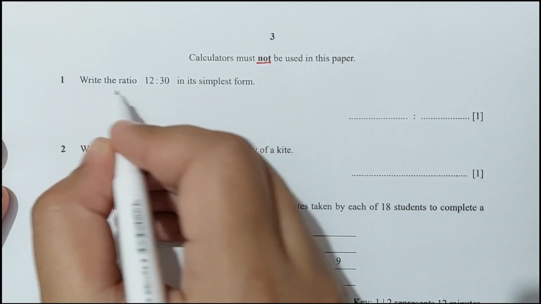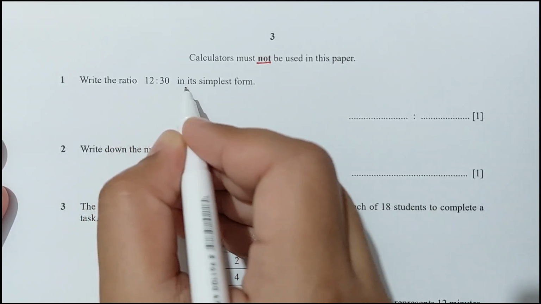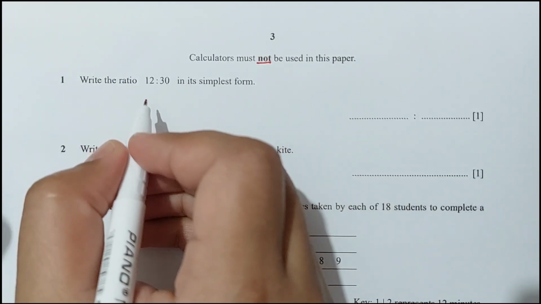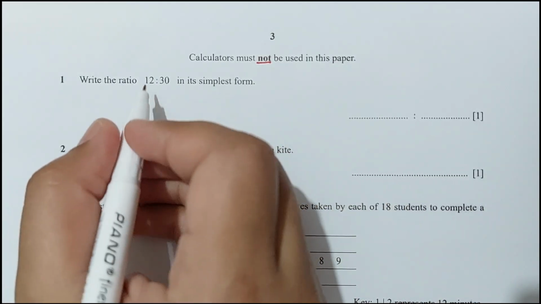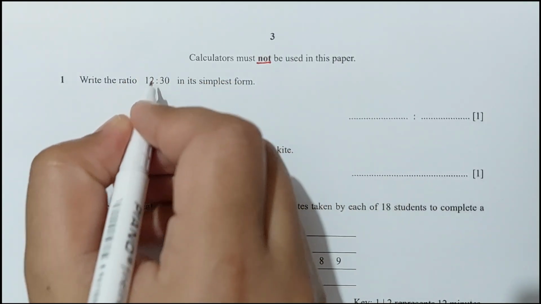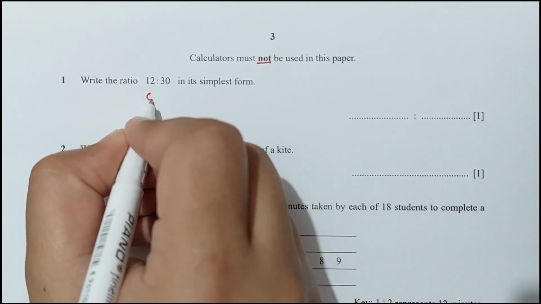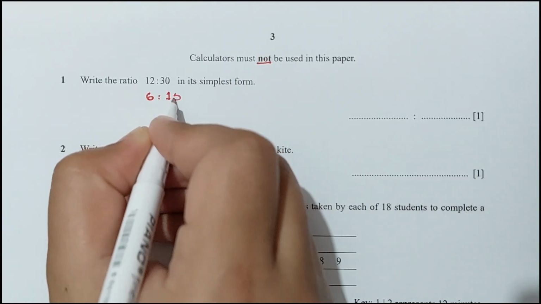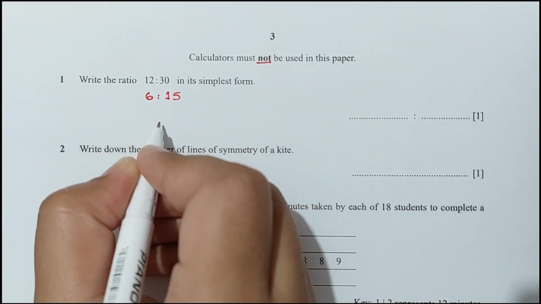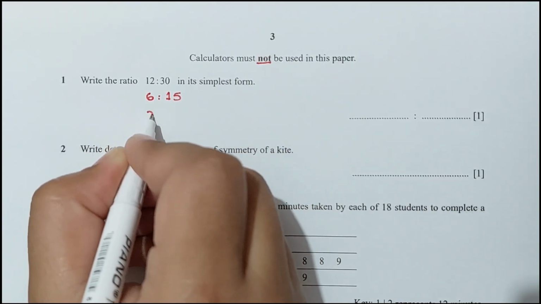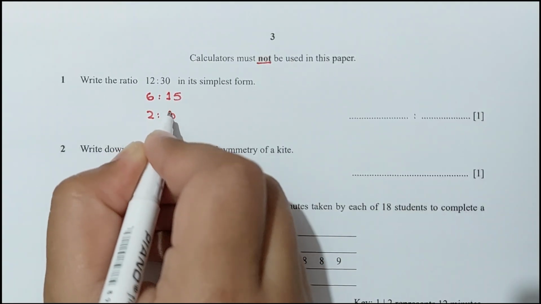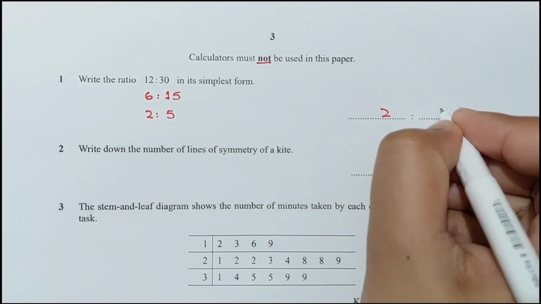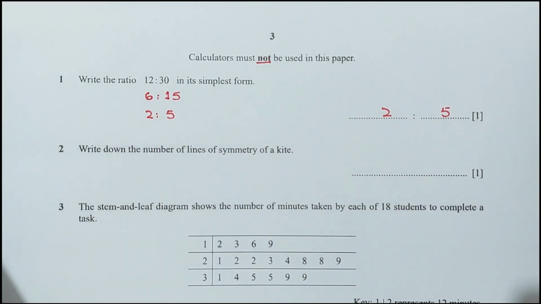Question number 1, write the ratio 12 ratio 30 in its simplest form. We can divide it by 2 times table. 2 times 6 is 12, and 2 times 15 is 30, so 6 ratio 15. Then we can divide by 3 times table. 3 times 2 is 6 and 3 times 5 is 15. So 2 ratio 5 is in the simplest form.